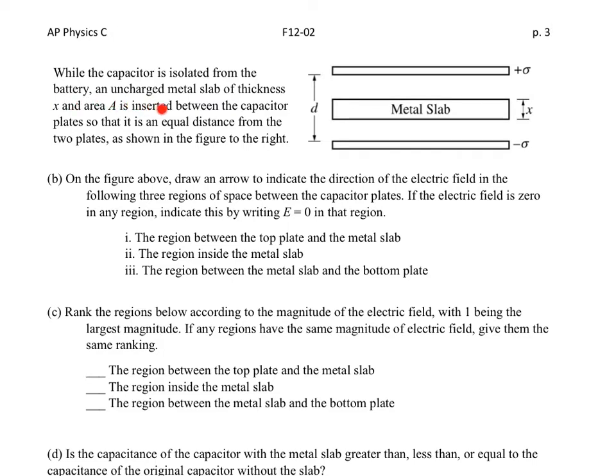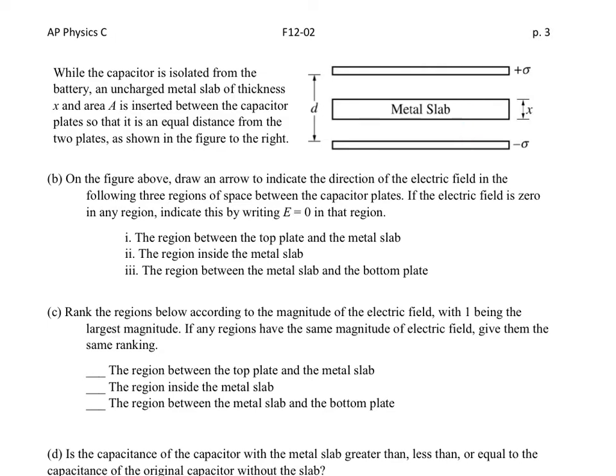While the capacitor is isolated from the battery, an uncharged metal slab of thickness X and area A is inserted between the capacitor plates so it has an equal distance from the two plates, as shown in the figure to the right. Part B. On the figure above, draw an arrow to indicate the direction of the electric field in the following 3 regions of space between the capacitor plates. If the electric field is 0 in any region, indicate this by writing E equals 0 in that region. And the 3 regions are between the top plate and this metal slab, inside the metal slab, and between the bottom plate and the metal slab.